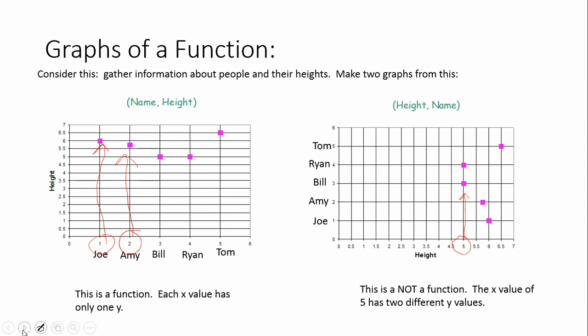So notice how those two points lined up. It was the same information, right? It's the same data. It's just we labeled the graph differently. We turned the graph. So when you're looking at graphs, we look for something maybe different than you would on a mapping diagram. On a graph, we're looking for the situation where dots would be lined up vertically. So in order to be a function, it has to pass what's called a vertical line test.